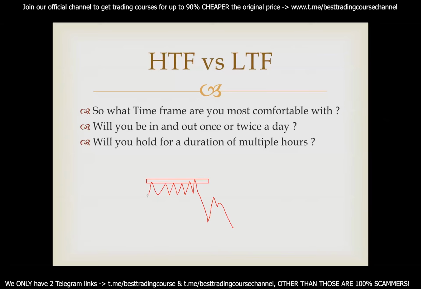You have resistance, you have support, right? So where are wicks happening? Where do you see wicks? Wicks are happening at support, they're happening at resistance, and they are happening at retests. So you can take a sniper entry at a retest, but again, that's a very aggressive entry, right? And that's something you learn over time.